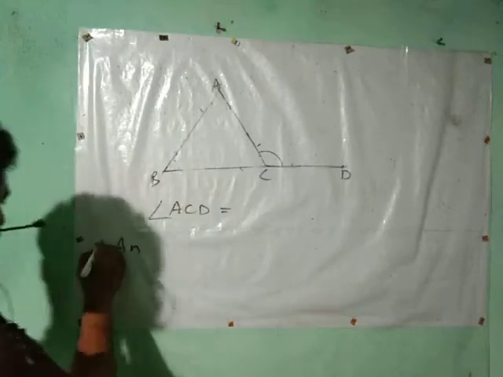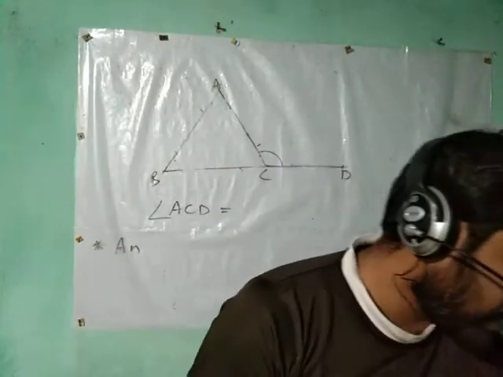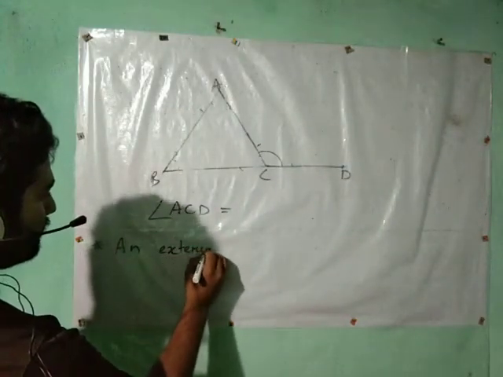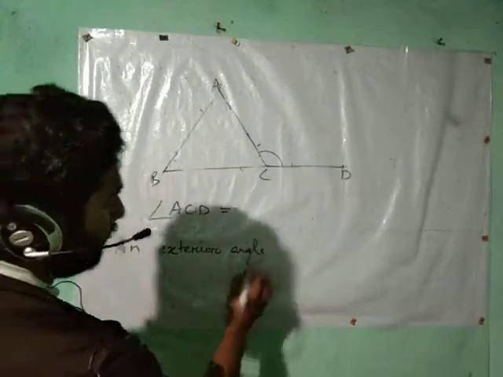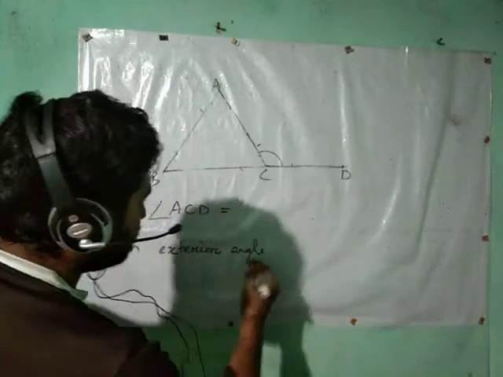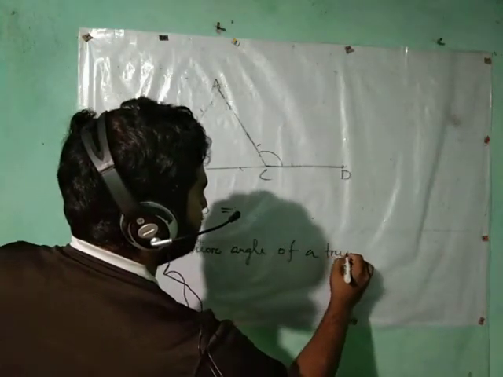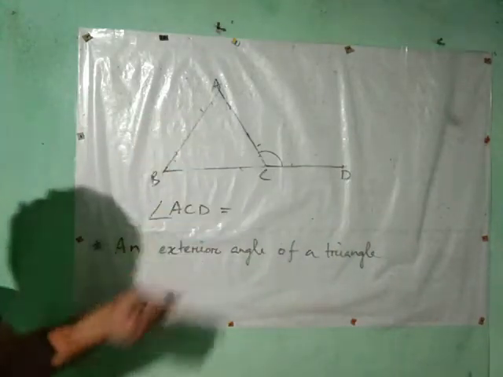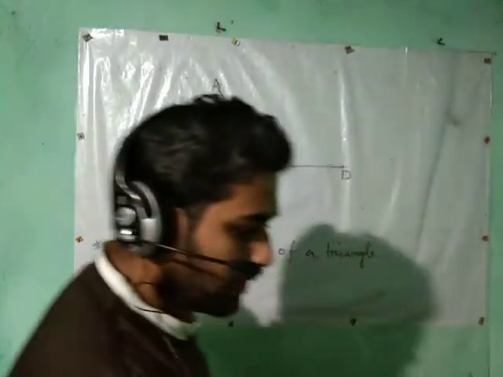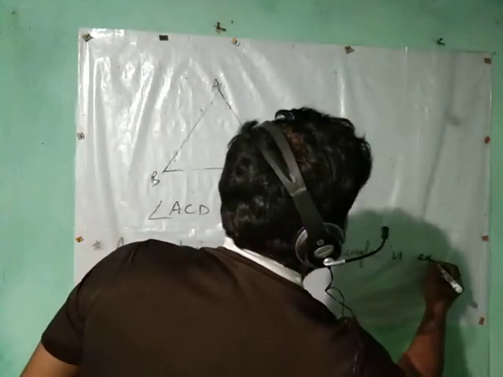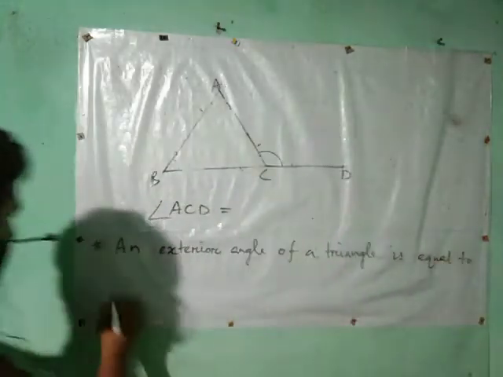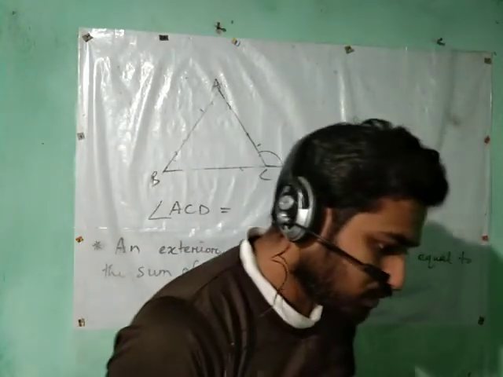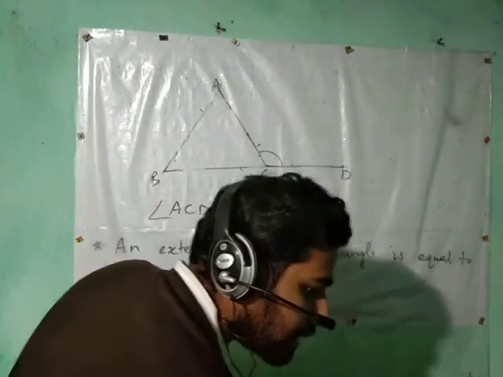And this is the main property. You have to write it somewhere in your exercise. Okay, an exterior angle of a triangle. Please note this down on your copy, along with this diagram, is equal to the sum of its interior opposite angles.